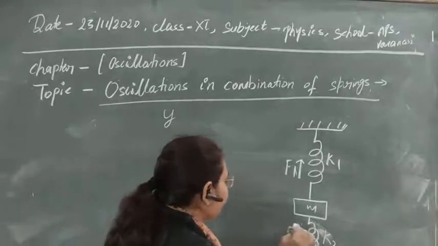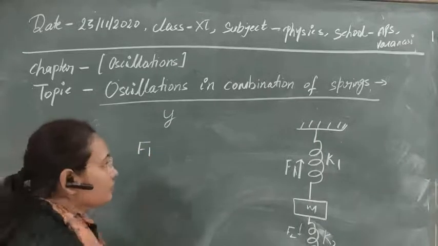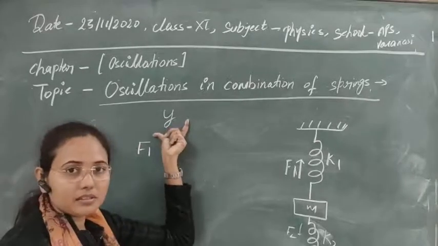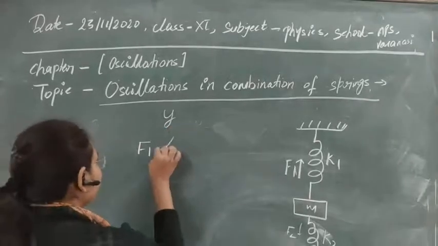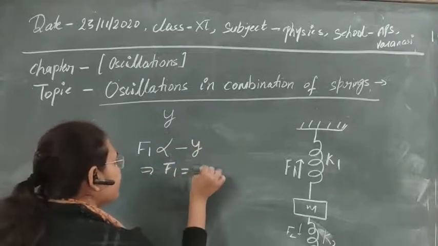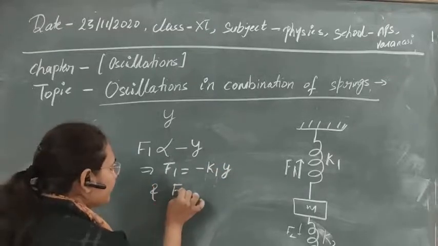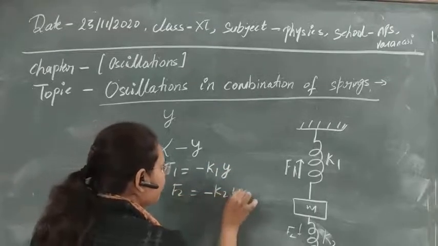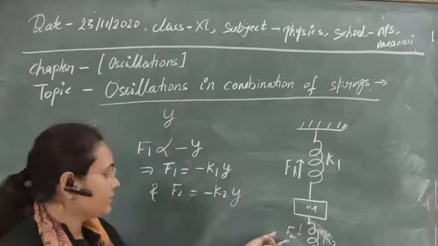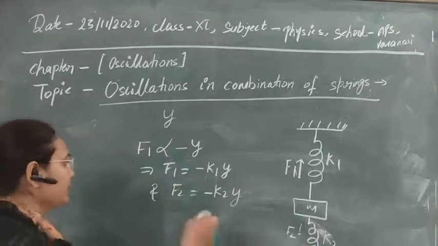We can easily understand the value of F1. The value of F1 will be directly proportional to the displacement or extension produced in the system, in the opposite direction. So that is minus of y, and F1 comes out to be minus k1y. In the same way F2 can be calculated as minus k2y. Clear? Here extension y is produced, and obviously the restoring force depends on this.